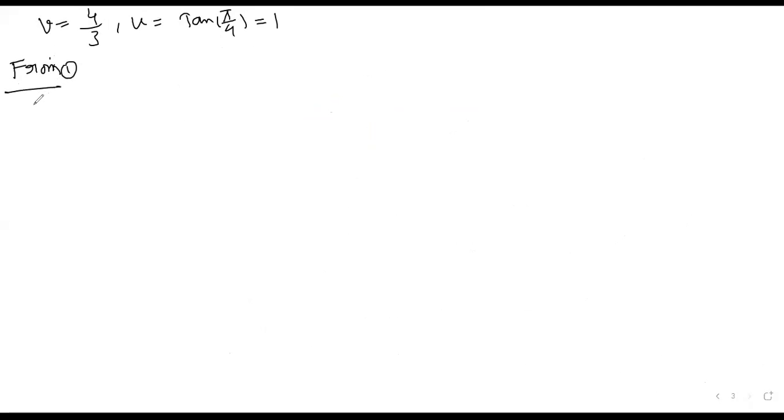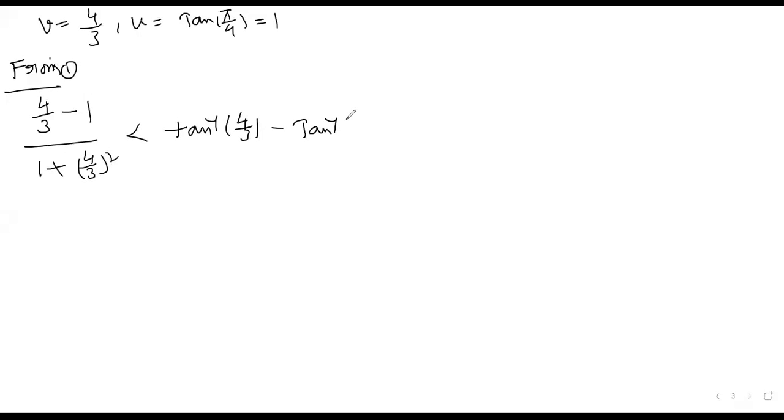From equation 1 we can write: v means 4 by 3, v minus u means 1 by 1 plus v square, means 4 by 3 whole square, which is less than tan inverse of v, means 4 by 3, minus tan inverse of 1, u value is 1, which is less than v minus u, that means 4 by 3 minus 1 by 1 plus u square. u square means 1.